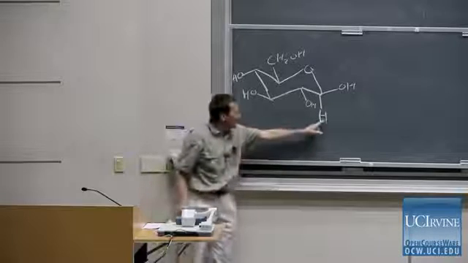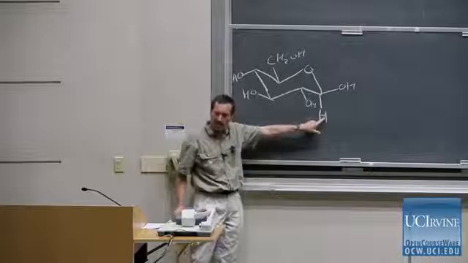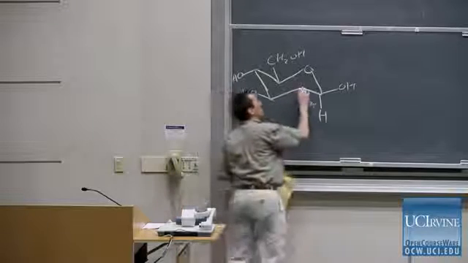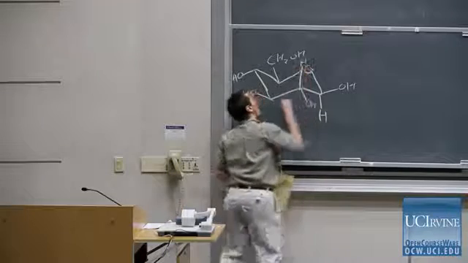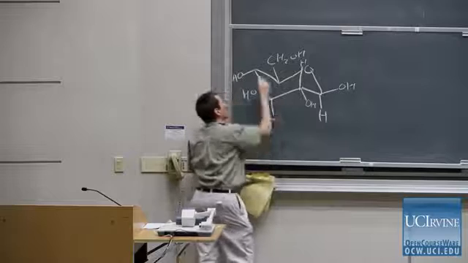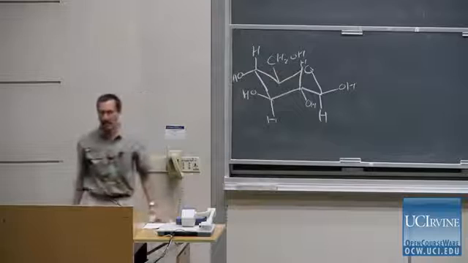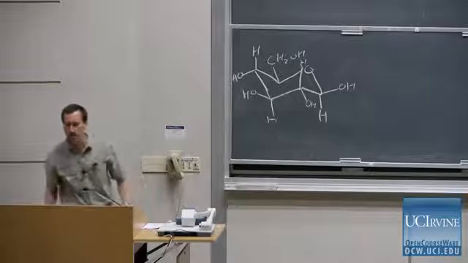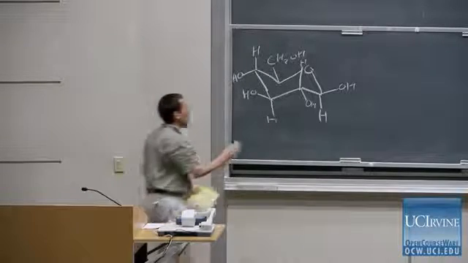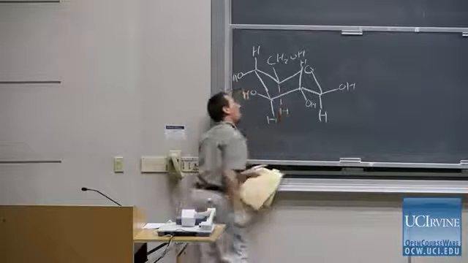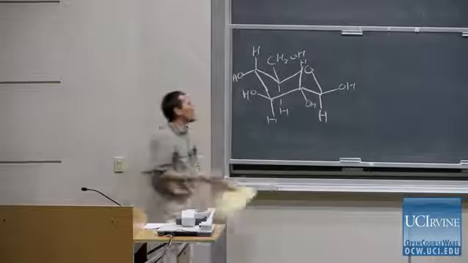So in beta-D-glucose, we have an axial hydrogen. And at the 2 position, we have another axial hydrogen, and ditto at the 3 position. And at the 4 position, the position that galactose had an axial hydroxy group, we have an axial hydrogen. And finally, at the 5 position as well.